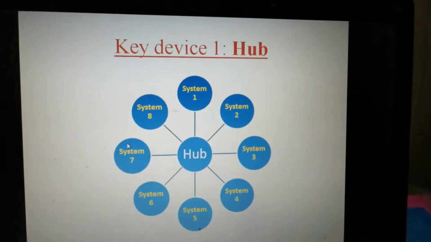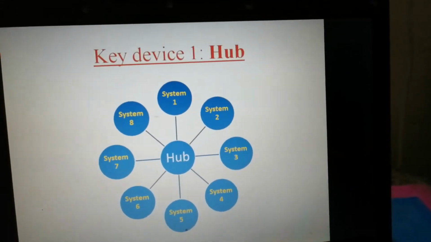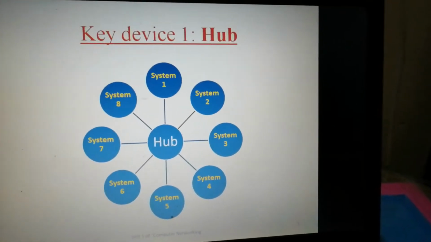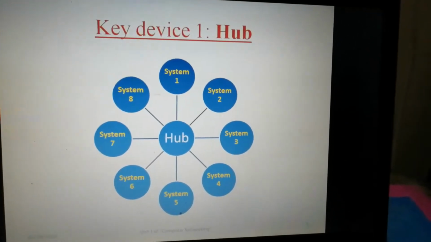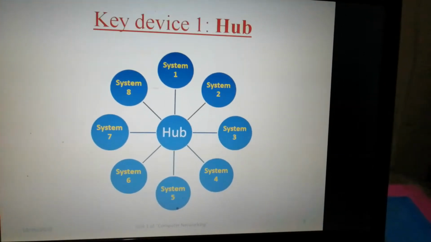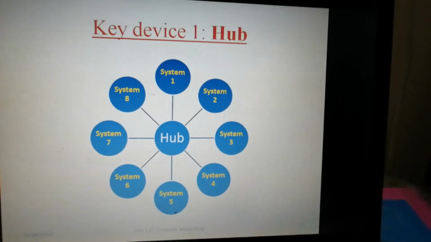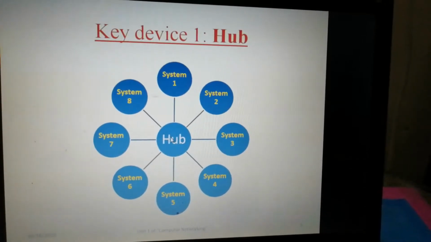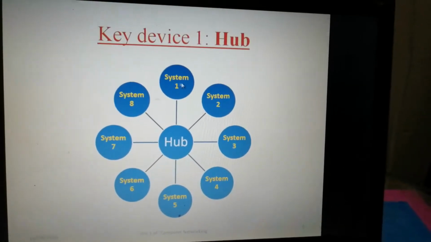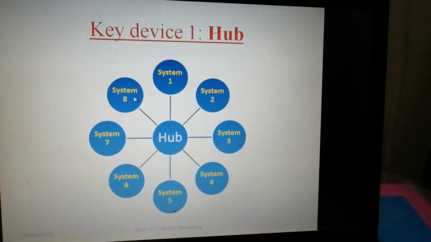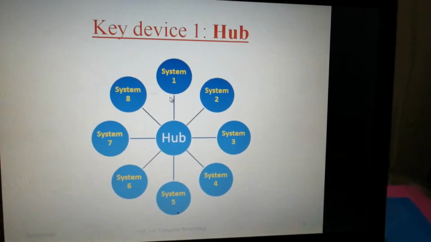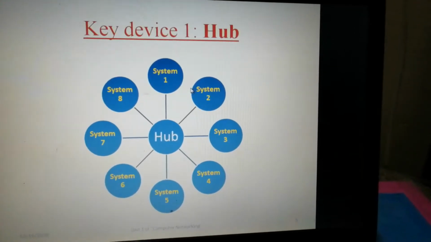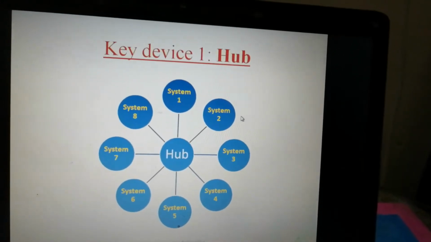So let us proceed. So the key devices we described in the first slide, we can just read in detail here. So key device 1 is hub. So here you can see hub is the center part of the system, and these are systems 1 to 8. This can be many, more than 8 as well. Okay, and these are the systems. This can be desktops, this can be laptops, etc.